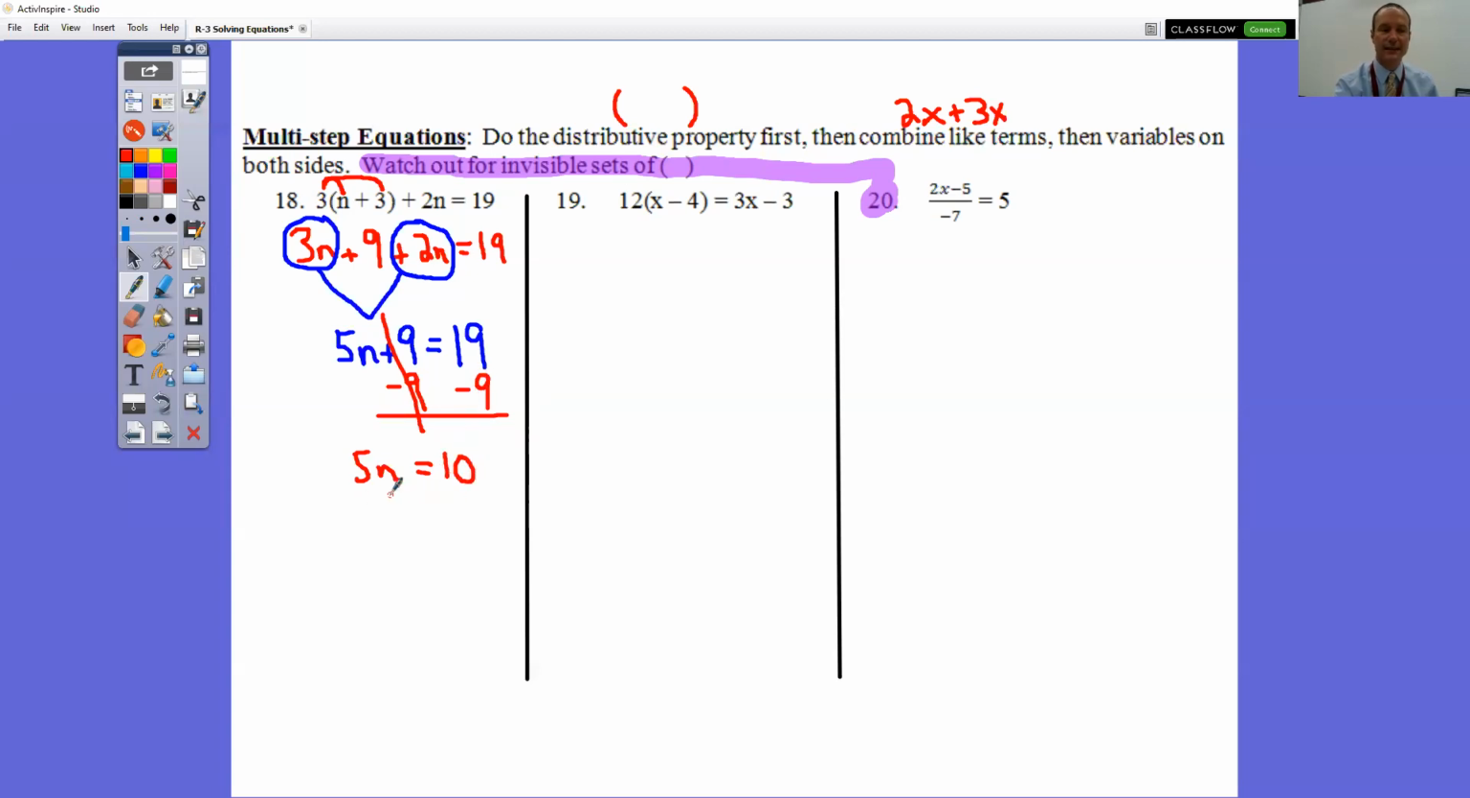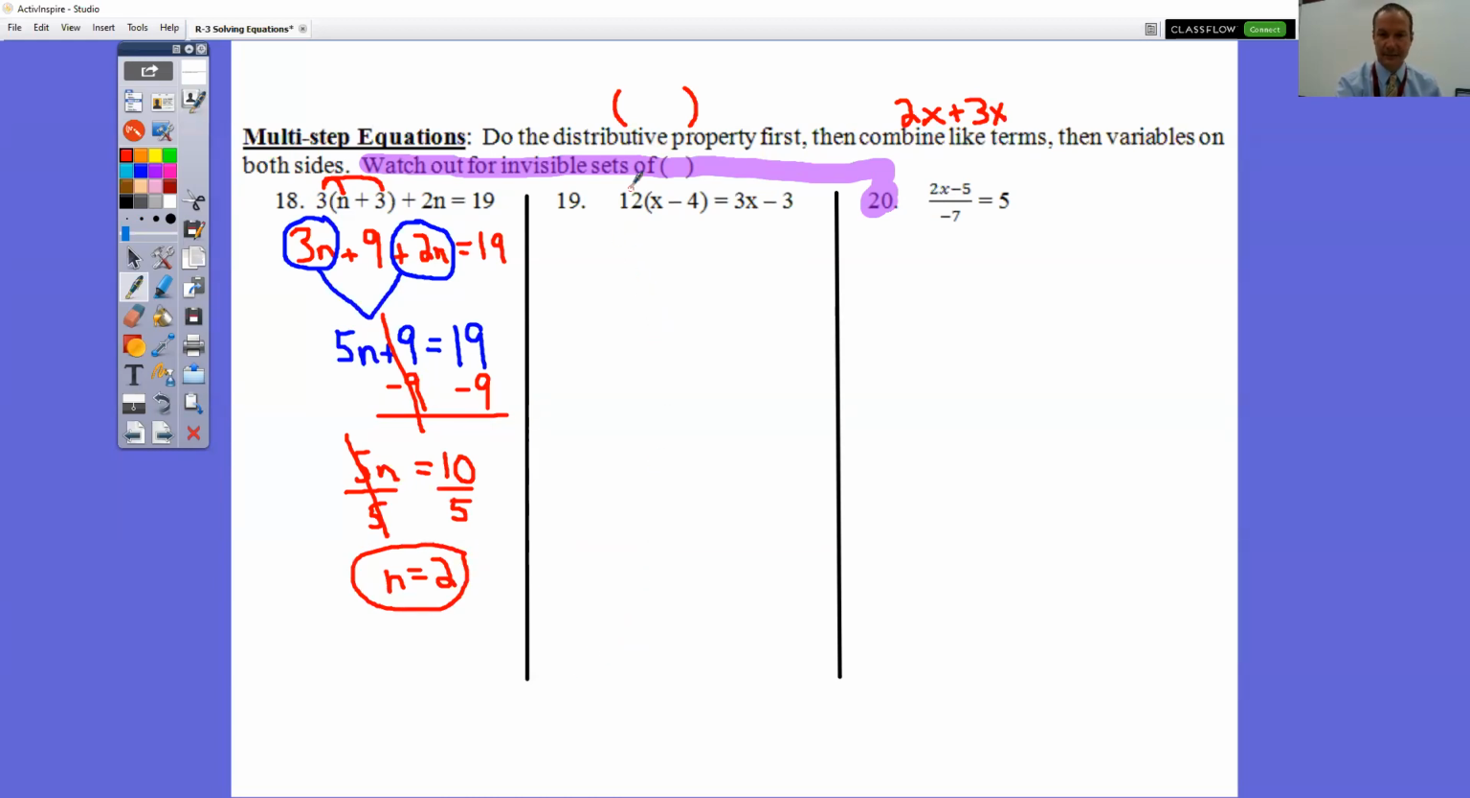Now you just have a one-step equation. In a one-step equation, this says 5 times n. Remember, when a number and a letter are next to each other, that means times. So to solve it, the opposite of times is to divide. So we're going to divide by 5, divide by 5. Always do top divided by bottom. 10 divided by 5 is 2. So we get an answer of n equals 2.